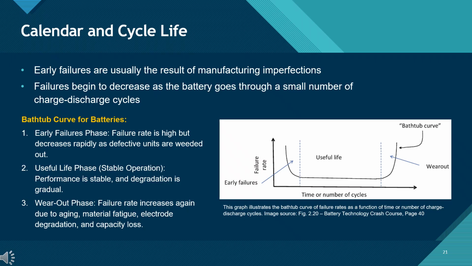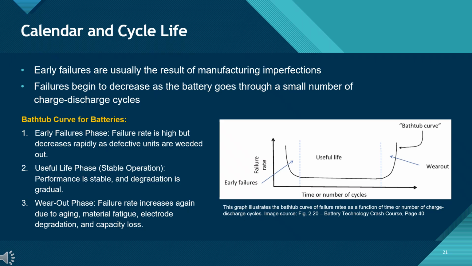This typically occurs at the beginning of a battery's life, when failures are often due to manufacturing defects or material inconsistencies. The failure rate starts high but drops quickly as these weak units are identified and removed. Stable operation, or the useful life phase. This is the longest and most reliable period in a battery's life. Here, the failure rate is low and relatively constant. The battery performs consistently, with degradation occurring slowly and predictably.